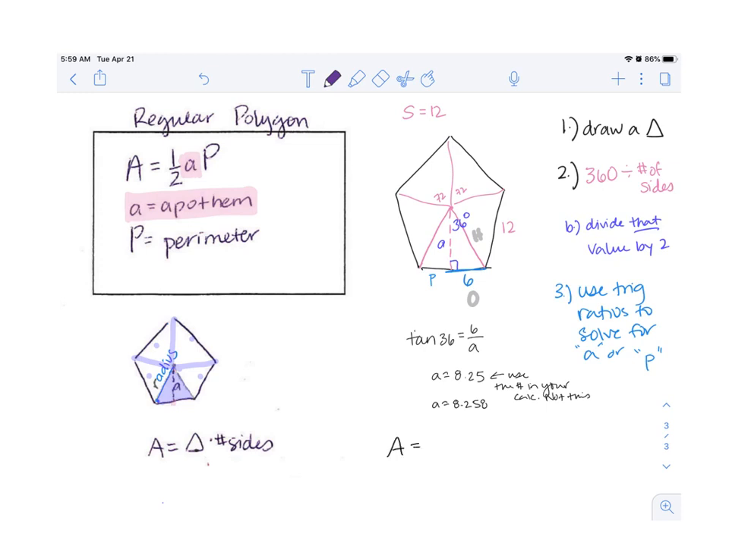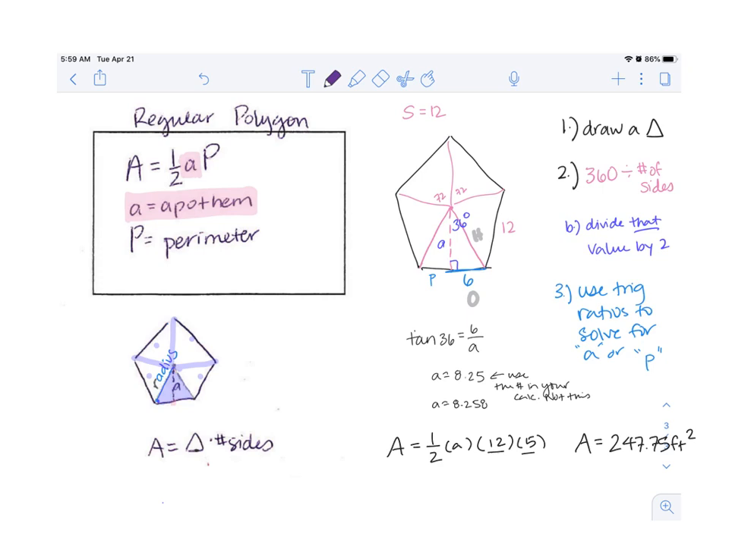Now, after we get A, you're going to put that into the formula, which is 1/2 A times the perimeter, which is 12 times 5. All right, that'll get you the perimeter. And when you do that, you should get that the area is around 247.75 square feet.